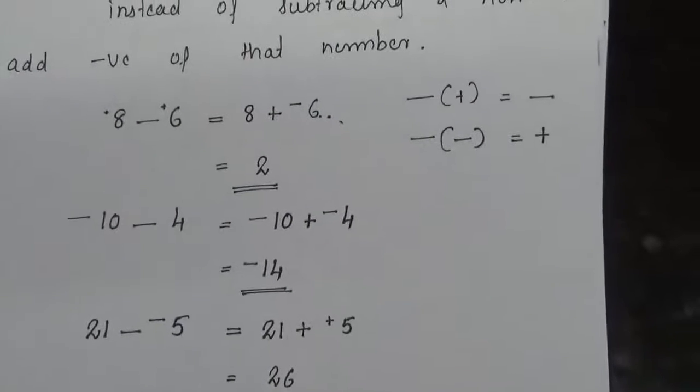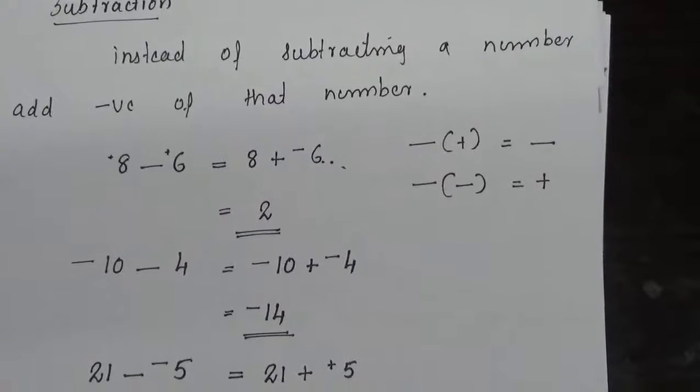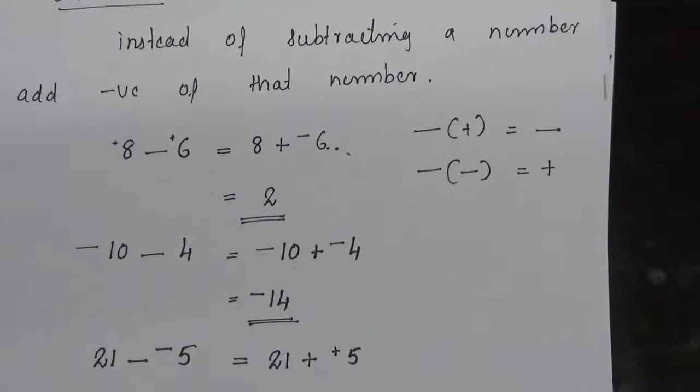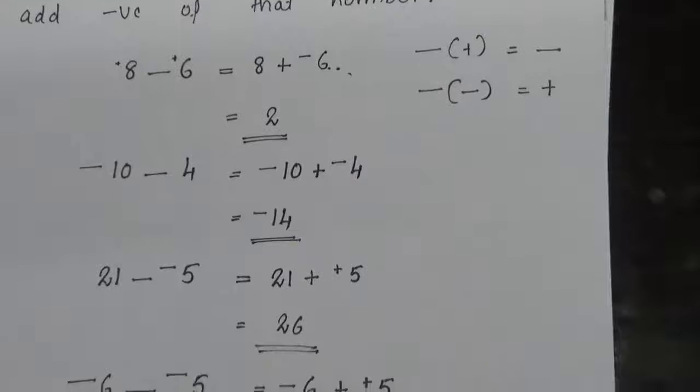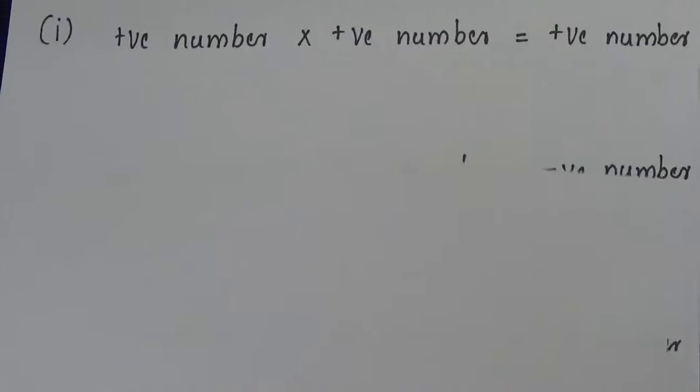That is, instead of subtracting a number, add the negative of that number. Then you have to use the rules of addition of numbers involving negative numbers. Now we go to the next operation on negative numbers, that is multiplication. For that we use this rule, the algebraic multiplication rule.